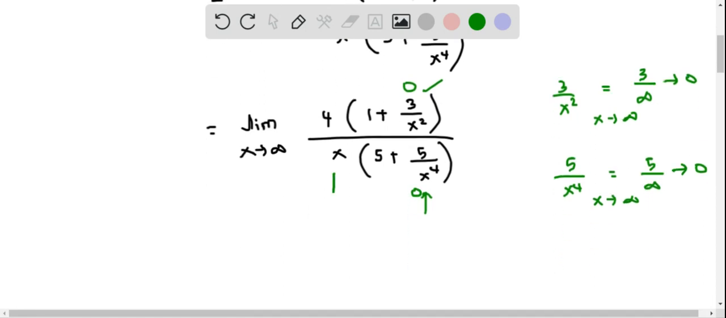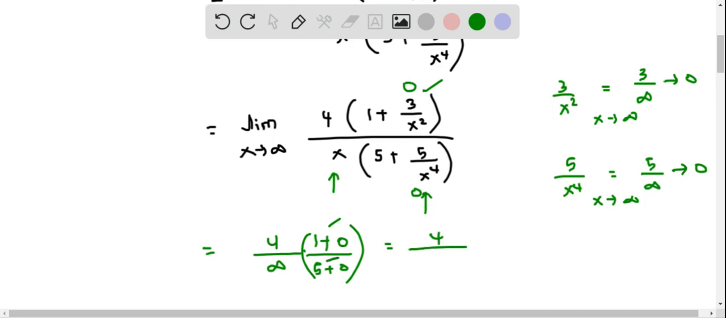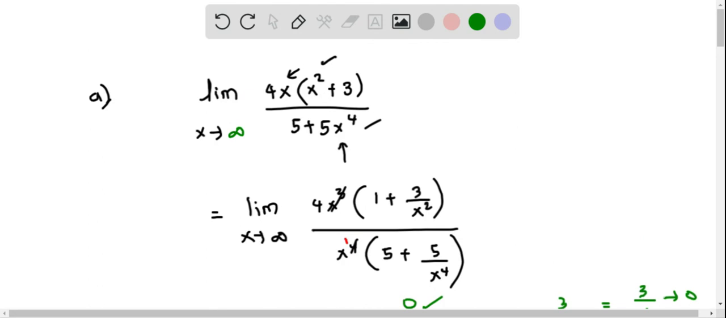And here also we let x approach infinity. So therefore, this becomes 4 times 1 plus 0 divided by x times 5 plus 0. And so this gives, this is 1. 4 times 1 is 4 and divided by, here we have 5 times infinity, which is infinity, and 4 divided by a large number is 0. So therefore we see that the limit of this expression equals 0.